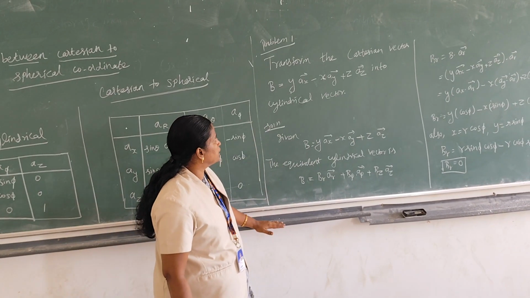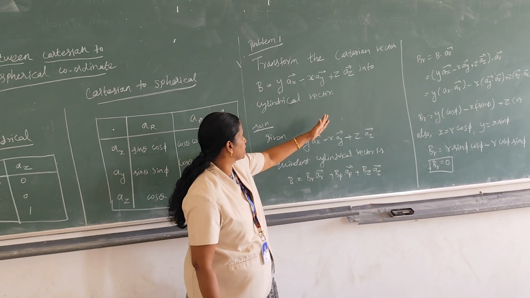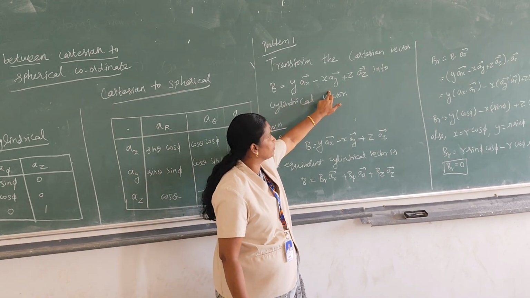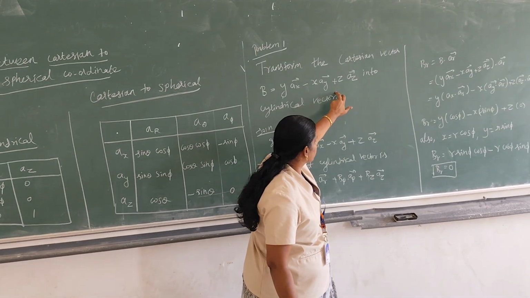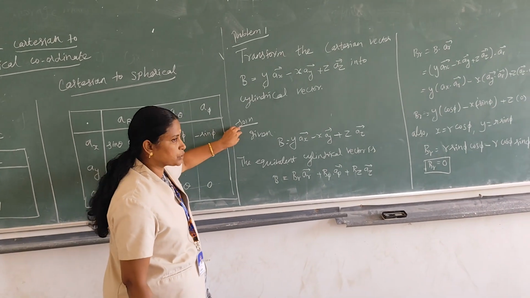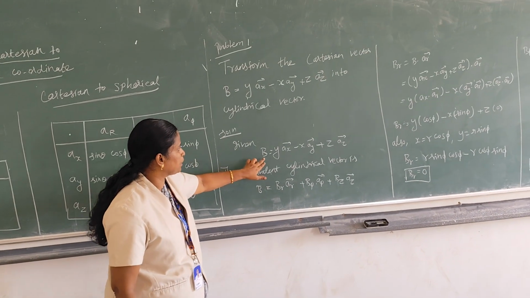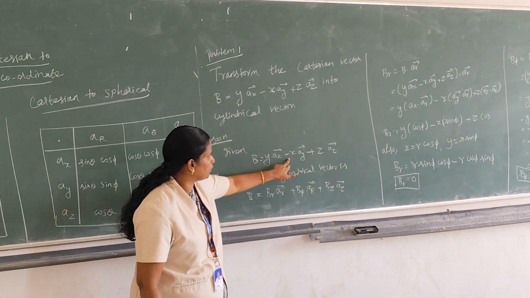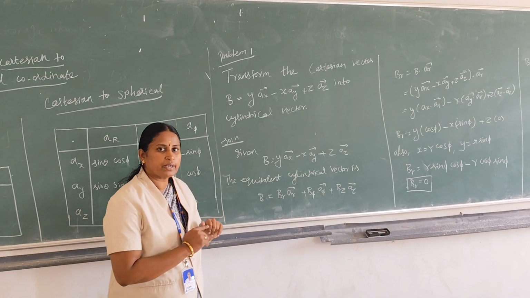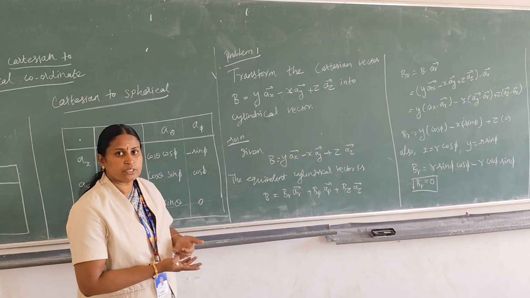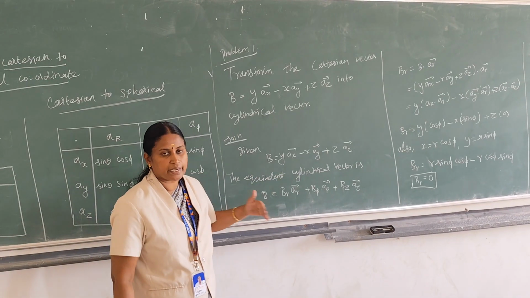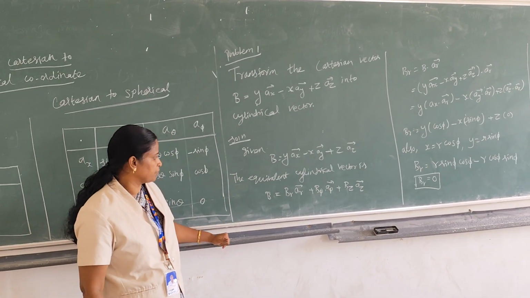The given problem is: transform the Cartesian vector B equal to y ax vector minus x ay vector plus z az vector into a cylindrical vector. So write down the solution. The given vector is B equal to y ax minus x ay plus z az. This is the given Cartesian vector, and it has to be converted into an equivalent cylindrical vector. That is the problem given to us.